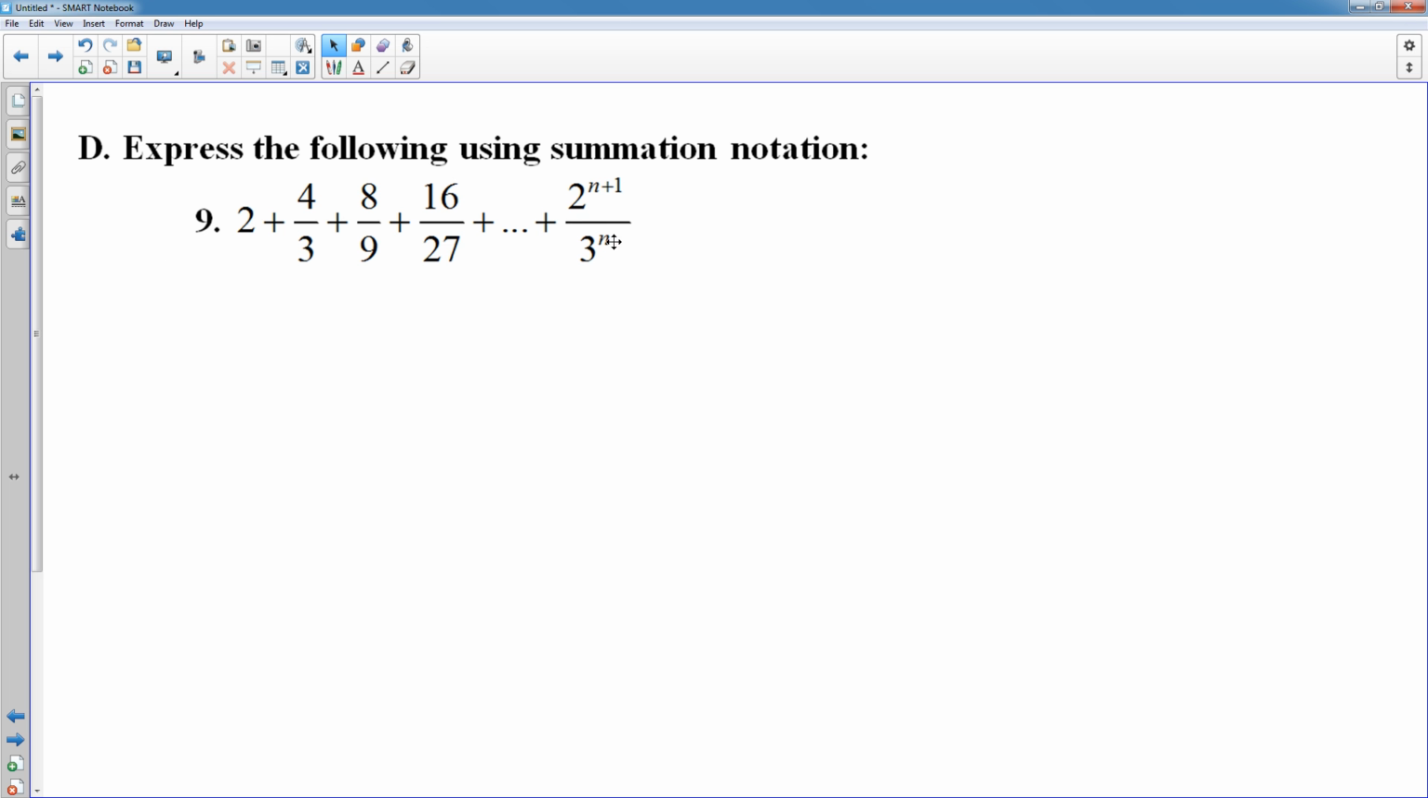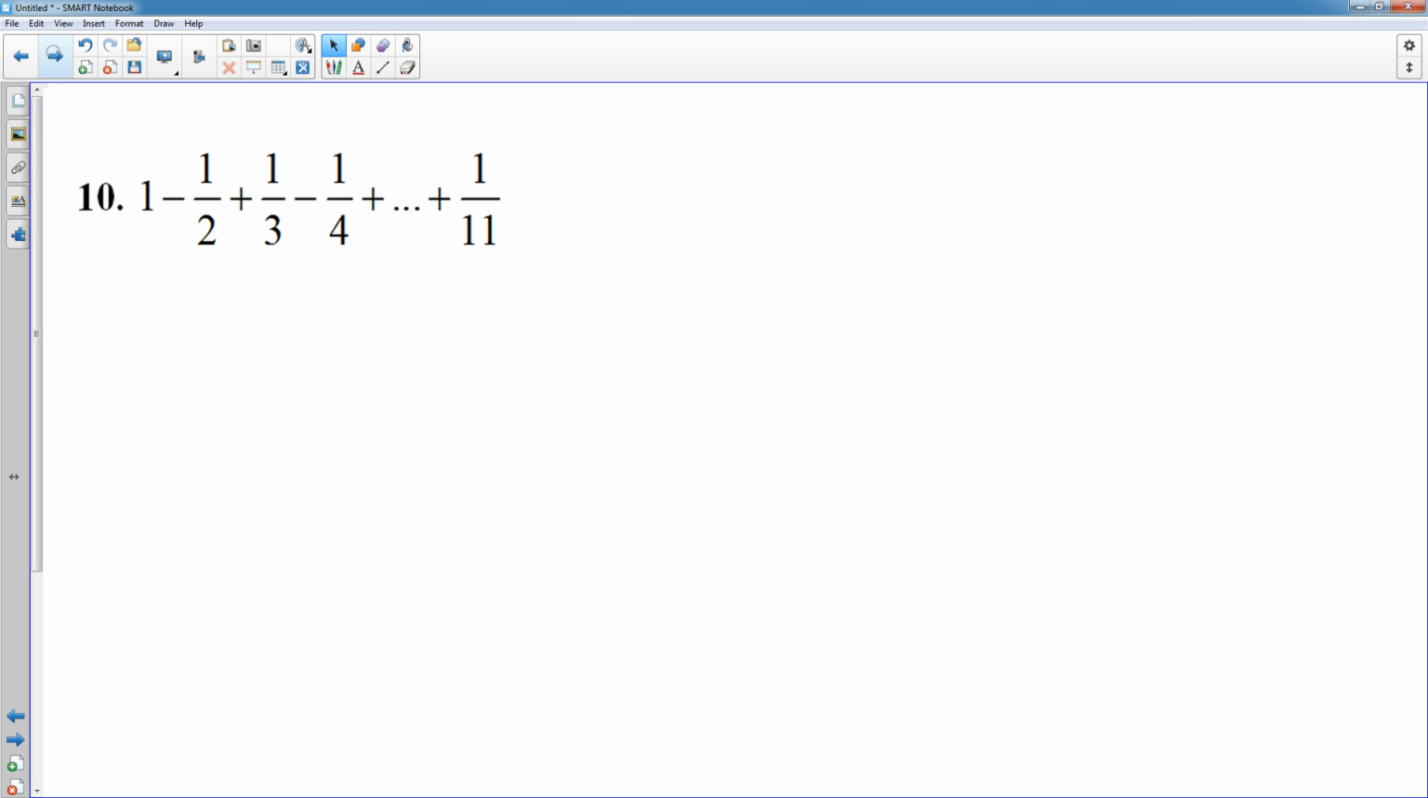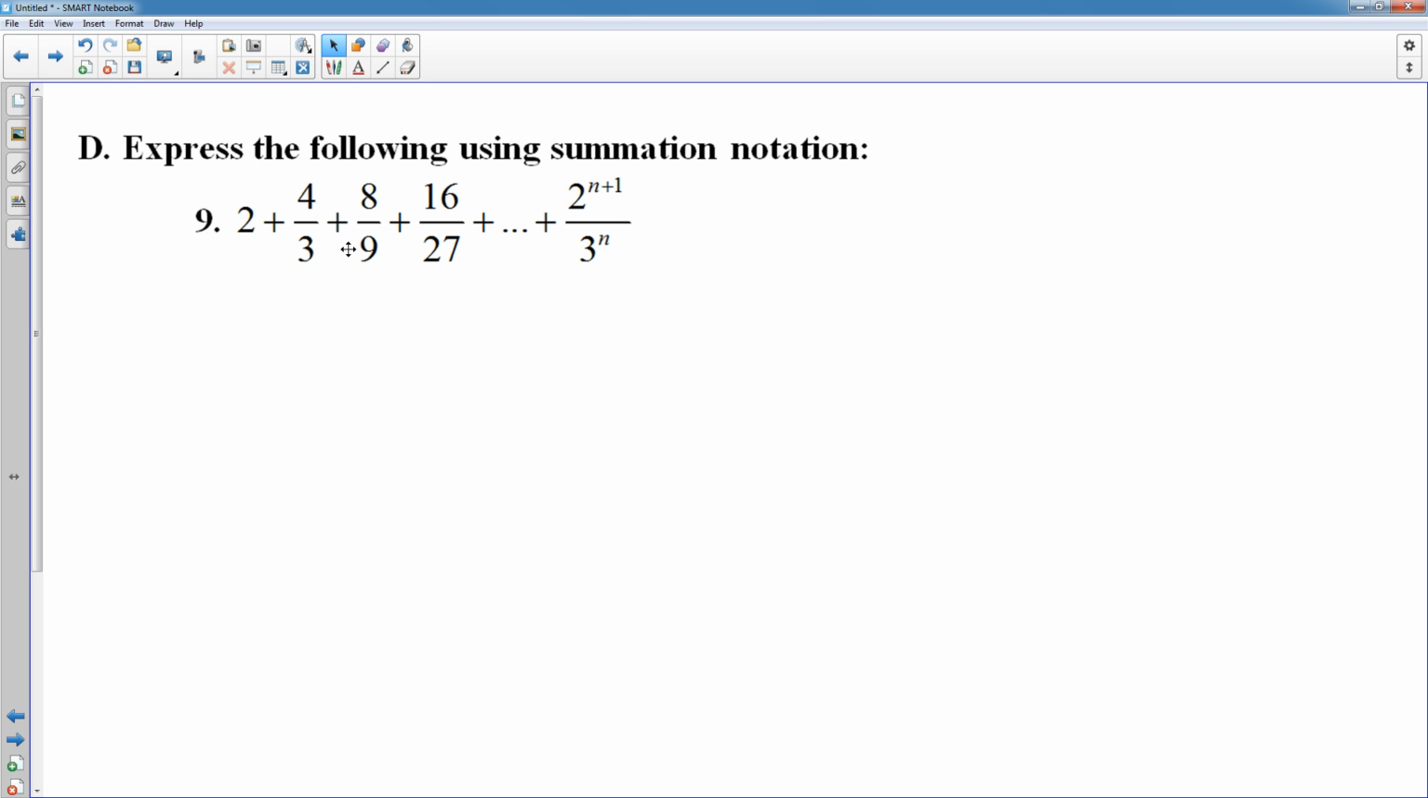So here we have number 9 and number 10, and those are the only two. And I kind of wish I had a different example that was a little bit more straightforward. But when you're doing these types of problems, the first thing you want to do is find a formula for the series or the sequence. Find a formula for the sequence of terms.